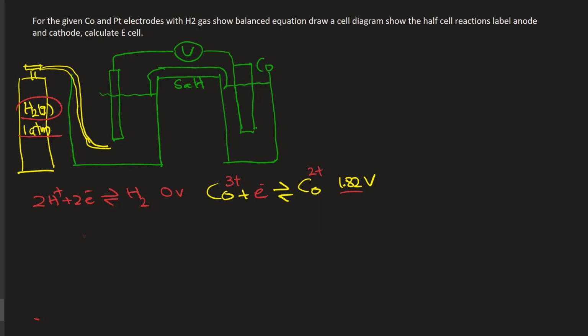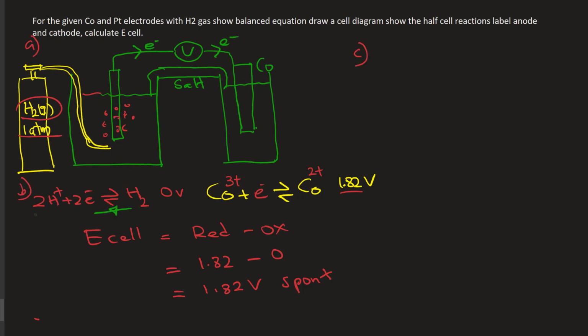So 1.82 is more positive compared to 0. So red minus ox, plug into the calculator, you get minus 0, which is nothing. So that's how you get it. Now one more thing here. Losing electrons is oxidation, and the reducing agent is H2, and yes, gaining electrons, the oxidizing agent, is cobalt 3 plus, right? Now we can balance the equation.